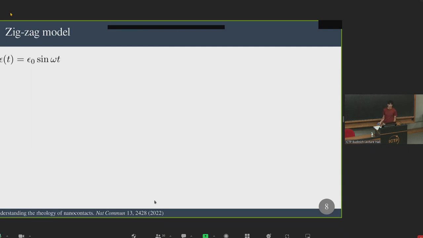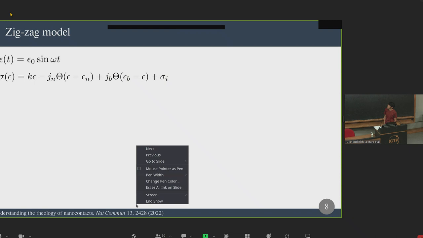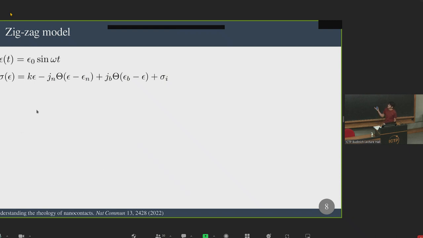But how would this result in negative G prime? To do that, we use a very simple toy model, which we call the zigzag model. We apply a sinusoidal oscillatory strain, and we read the stress. The first term is the linear term, which should always be there. The second and third terms we added for the bellying jump and the necking jump, with JB and JN, which only enter the game when the oscillation amplitude is big enough. And the last term is the string tension, which is some average value to elevate the average of the plot, which I showed you was not zero.